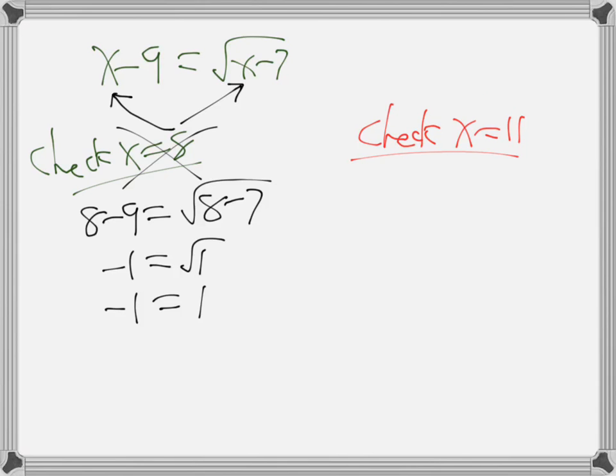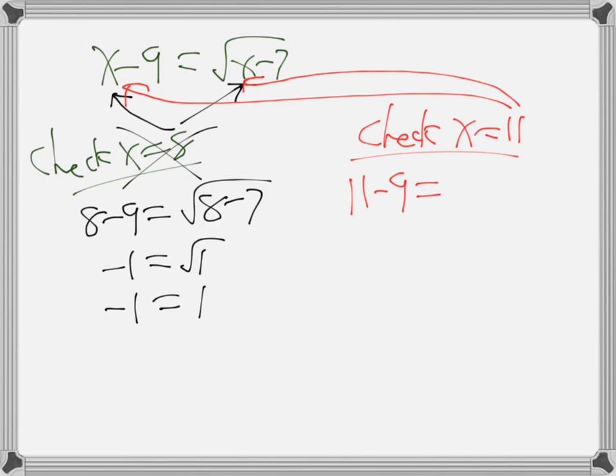So for the other one, you're supposed to plug in 11. Remember, x can only be one number at a time. It's either 8 in both spots or 11 in both spots. So if it's 11, that would be 2 equals the square root of 11 minus 7, which is 4. Square root of 4. Yeah, that's true. See how the 11 works perfectly. He's the real answer.